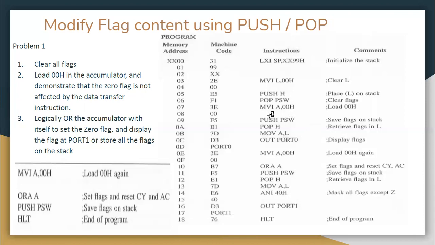Now we clear the accumulator also. For that, we move the value 00 to A. Now we have to check whether it has affected the zero flag or not, because we have moved the value 00 to the accumulator. How can you check? You execute a PUSH PSW. PUSH PSW pushes the program status word, so along with the accumulator, the flag register will be pushed. The first value pushed is the accumulator, then the second value pushed is the flag bits.